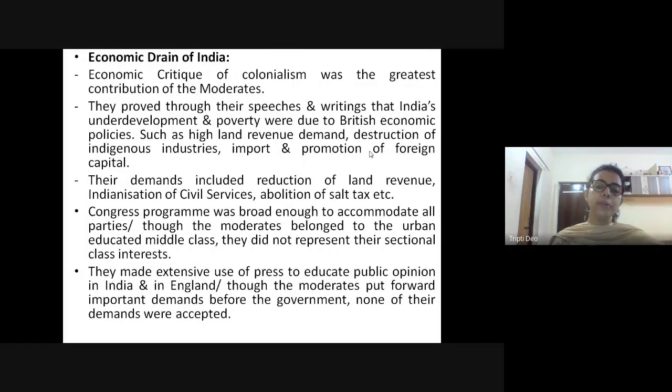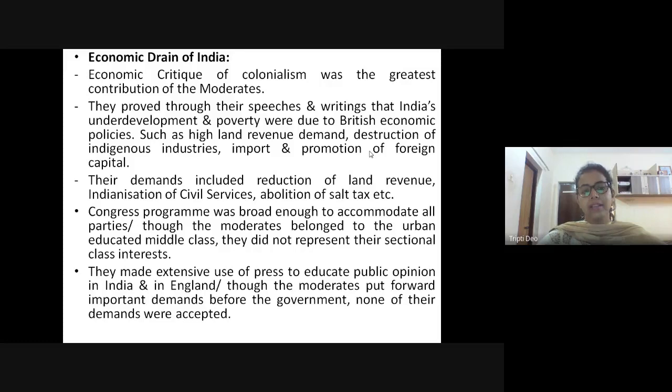The biggest contribution, the greatest contribution of moderates is the economic drain theory, drain of wealth theory, economic drain. Because the early moderates were literate, educated, intelligent, and had an intellectual sense, and they understood what British rule was doing in India. Because it is colonial rule, it is interested in draining India, in exploiting India economically. It wanted to exploit India to fulfill its colonial ambitions.